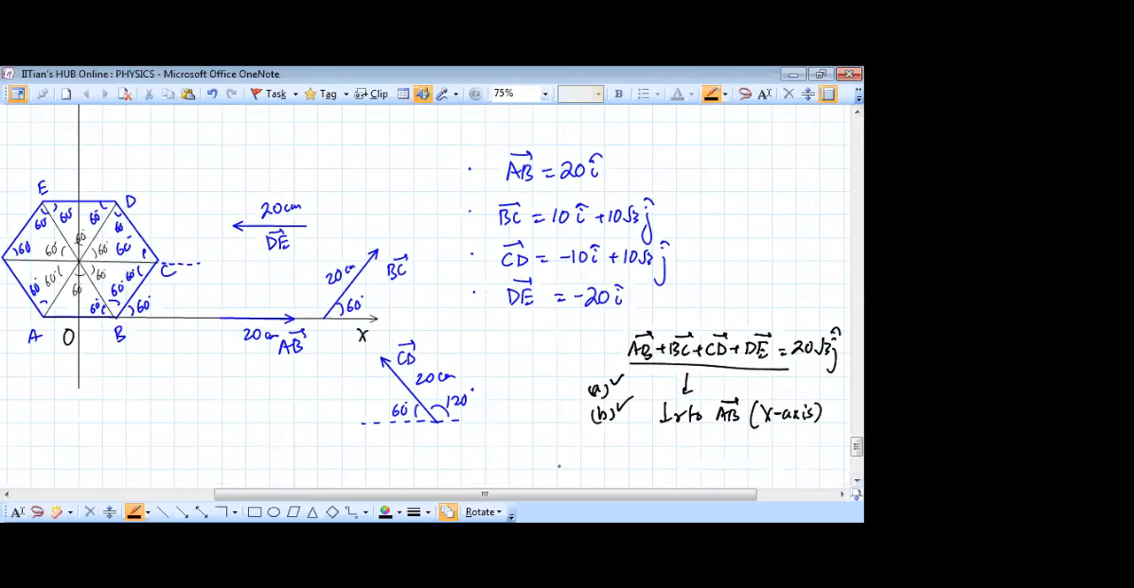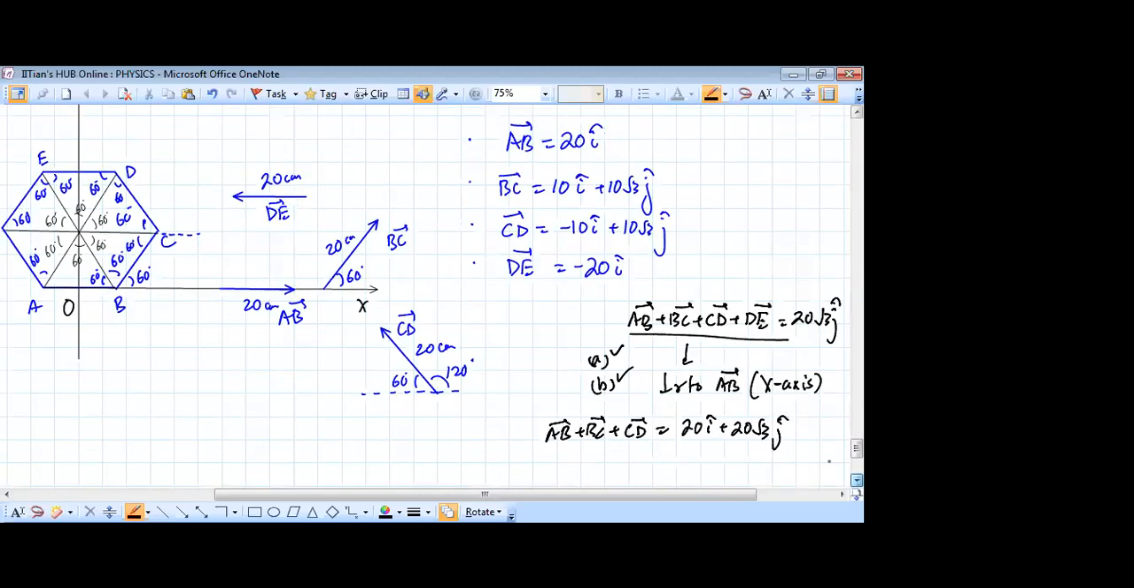Now, similarly, you can check AB plus BC plus CD, what is it coming to? So this plus this plus this. That actually becomes 20 i cap plus 20 root 3 j. Okay. So you can see that its magnitude is 40 centimeters. So mod of this will become mod of this. If you check out, it will become 40. That's also correct. So option C is also correct.